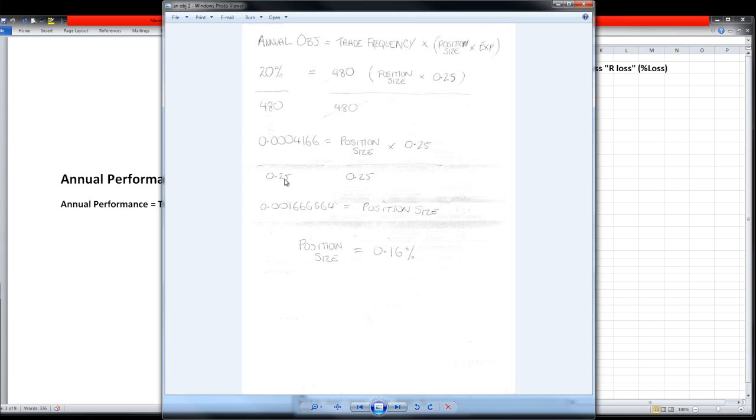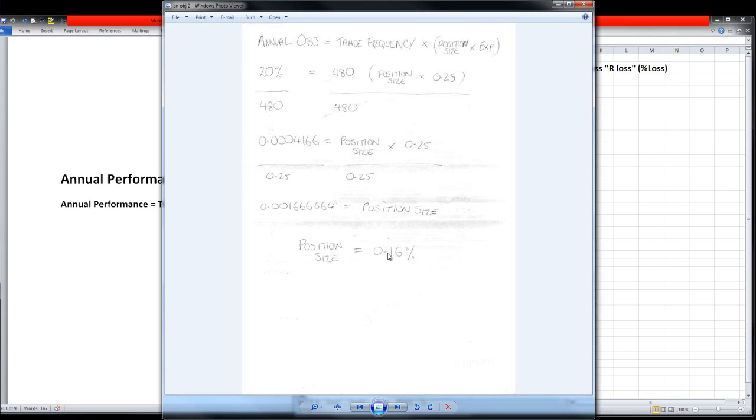So what I'm going to do is take that figure, divide it by 0.25, our expectancy, and what we come up with is this, 0.001666664 equals position size. So it's just a matter of taking that, bringing the decimal place back a couple of times, and that will give us percentage. So what we come up with there is position sizing of 0.16%, meaning to achieve a 20% return, we should be risking 0.16%.